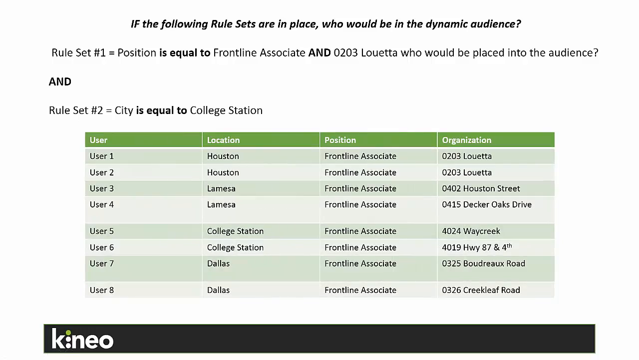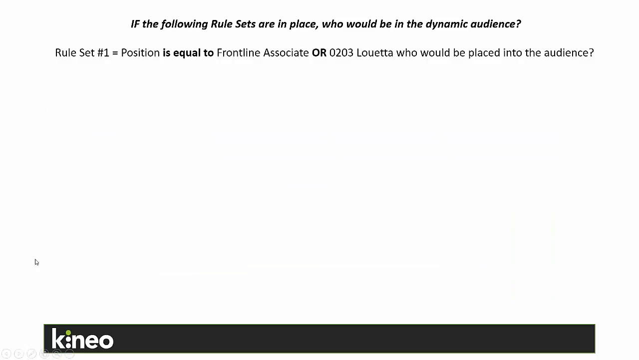It's no one. The reason it is nobody is because we have an and statement between our two rule sets. So we've got equal to frontline associate and Luetta, and equal to College Station. They have to meet all of these criteria, and nobody on the site would meet that criteria. All right, we've got one more coming up here.